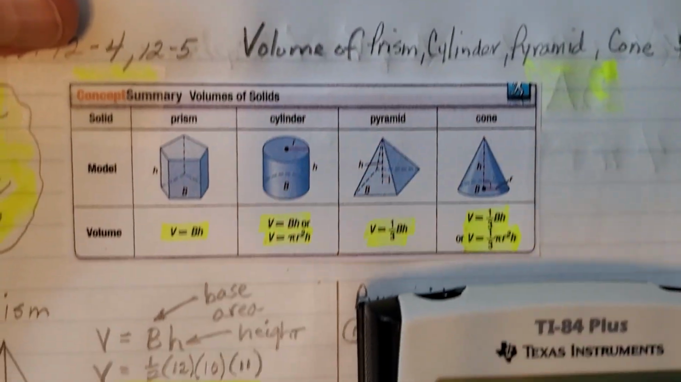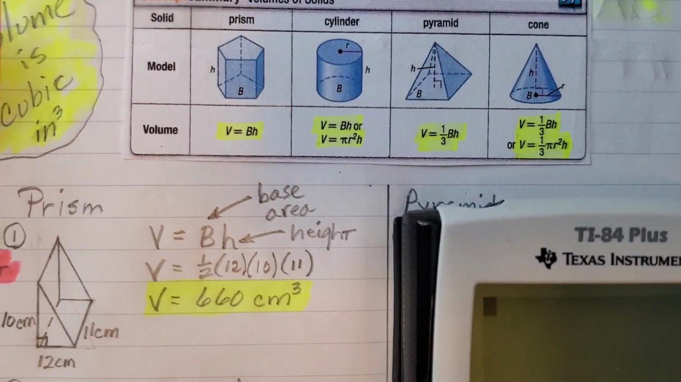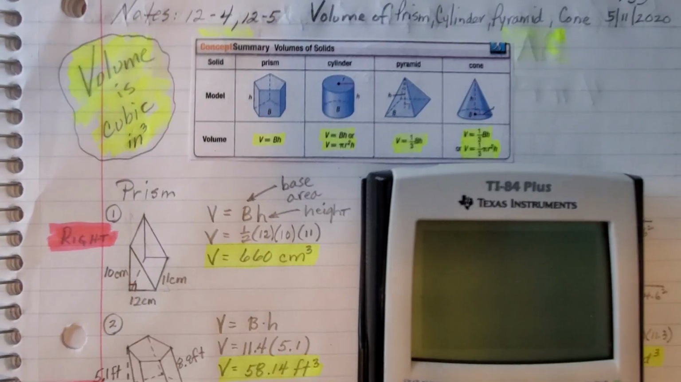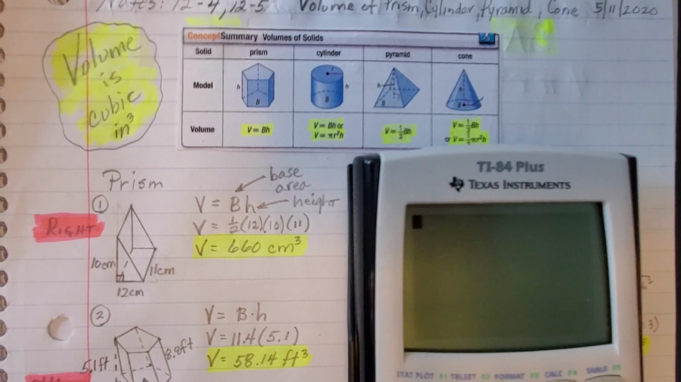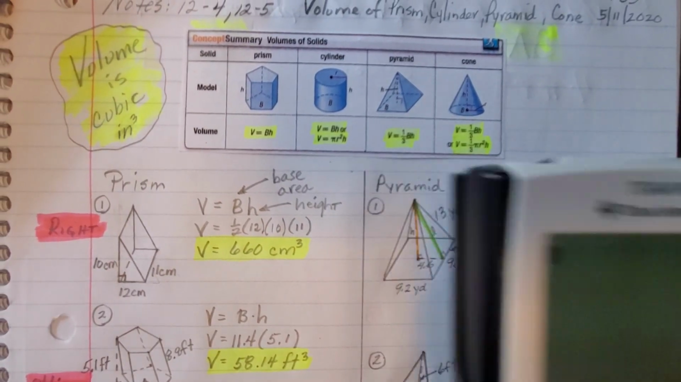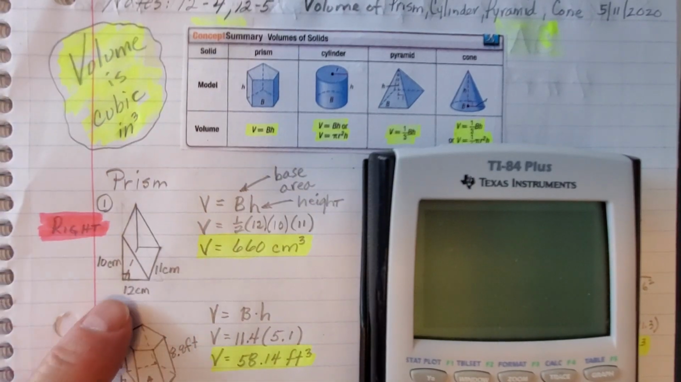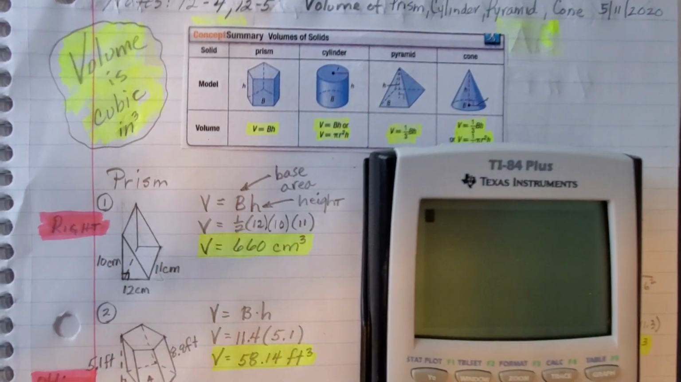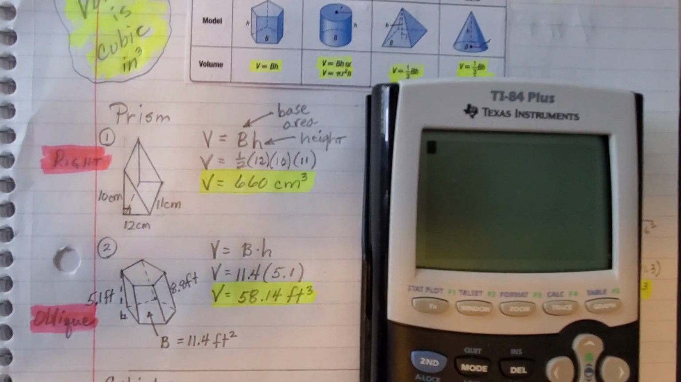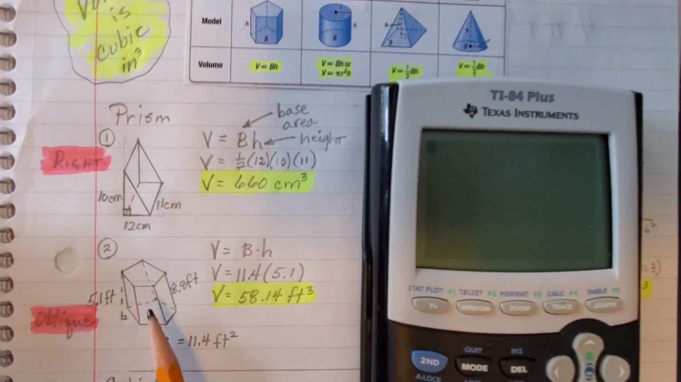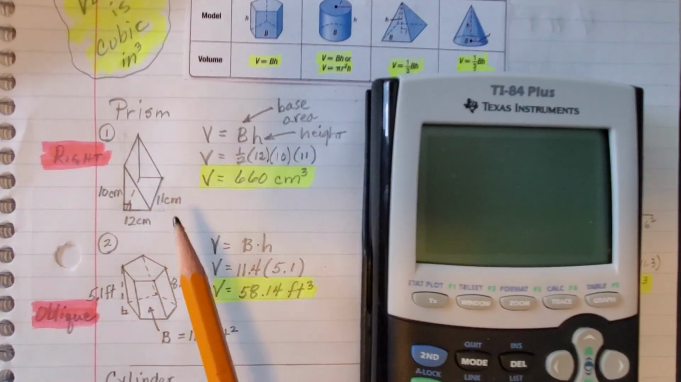So I'm breaking it up into 4 different examples. I've got prisms, cylinders, pyramids, and cones, so 4 different areas. I'm going to use my calculator. So let's say prisms, they can either be right or oblique. Oblique means they're slanted off to the side. I've drawn them all out.